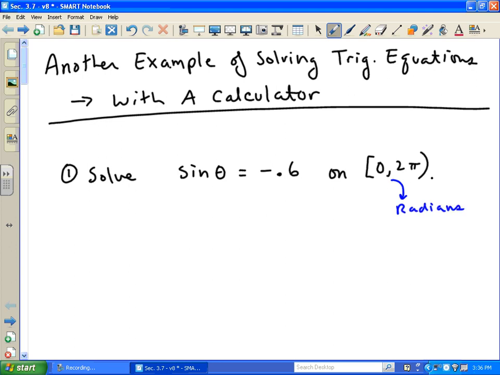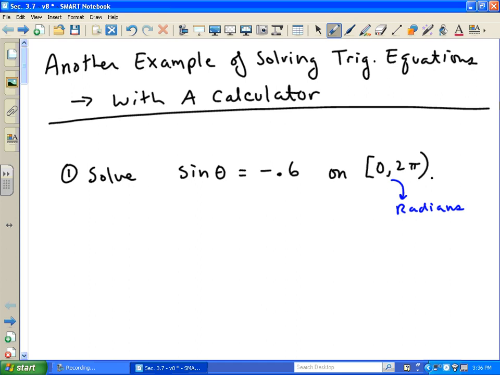I know that I'm going to have to use the calculator for this particular problem because of the negative 0.6. The decimal means that I'm not going to have a nice triangle. You don't necessarily have to have a decimal to know that you're not going to have a nice triangle, but that's a sure indication that you will have to use your calculator.